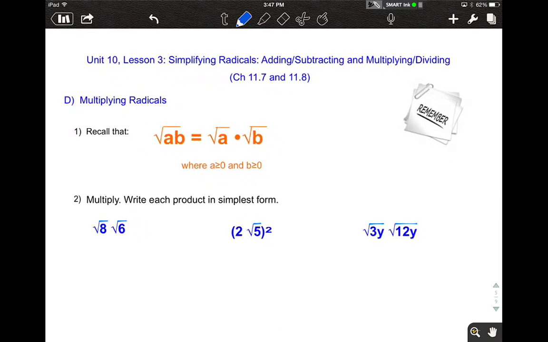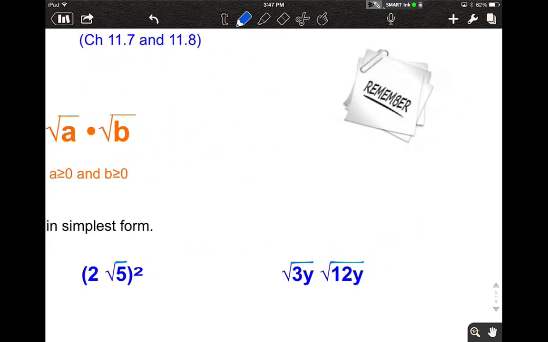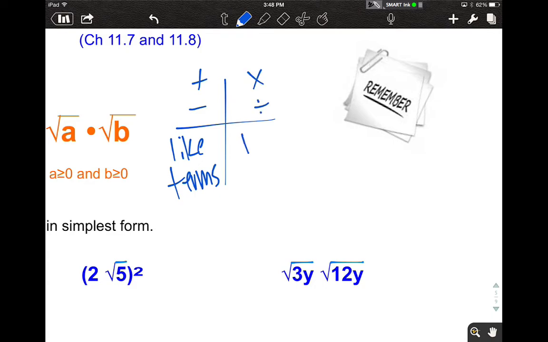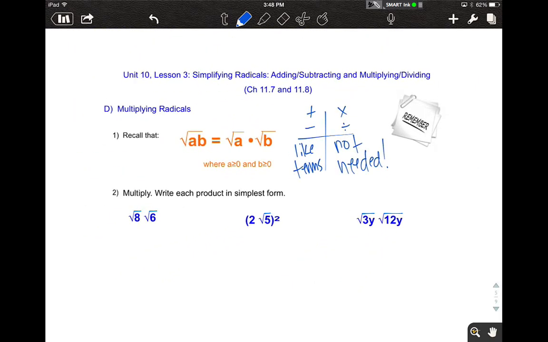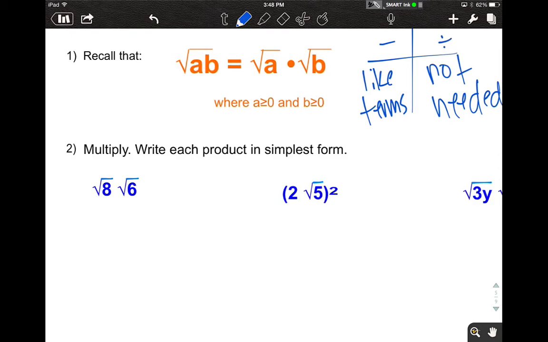What's interesting about multiplying is that when we add and subtract, we need like terms, just like any other type of problem with algebra. What about when you multiply or divide? You don't need like terms, which is kind of cool, and at least the rules are consistent. So we did this a little bit, I think, in our first lesson.